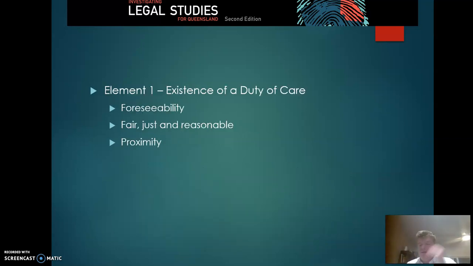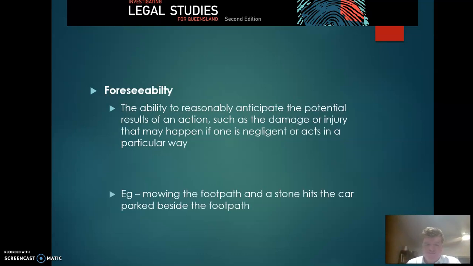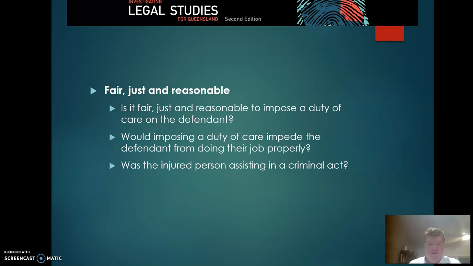So now let's have a look at our elements of the duty of care. Okay, is there an existence of a duty of care? The first element to think about is that it's foreseeable. Is it reasonable to anticipate the potential result of an action? For example, if you drive while you're drunk, it's foreseeable that you might get in an accident and do something to someone else. I've got the example there of mowing next to a car and a stone coming up from the motor mower.